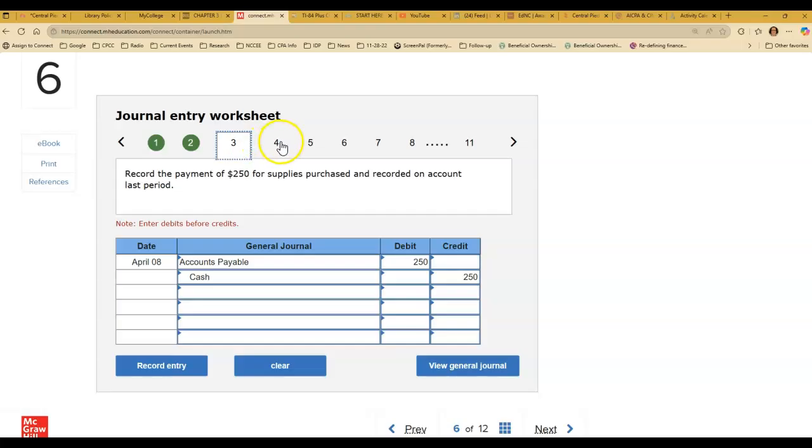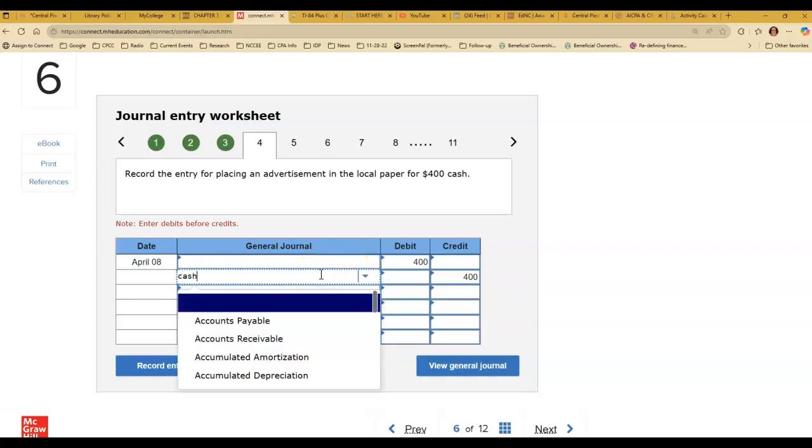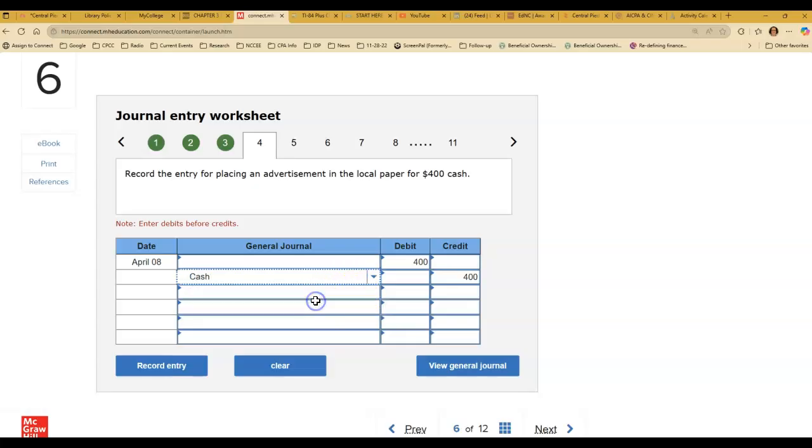Okay? All right, number 4. Record the entry for placing an advertisement in the local paper for $400 cash. All right. Okay. So cash is going down. So let me do it this way. So look at what's going on here.